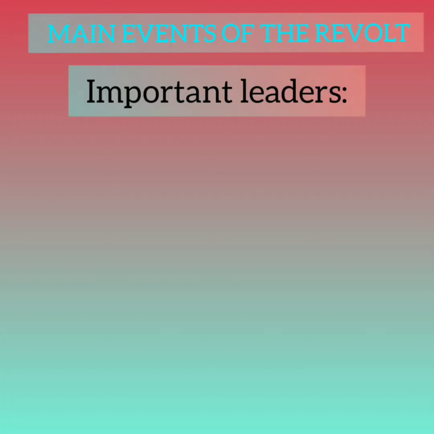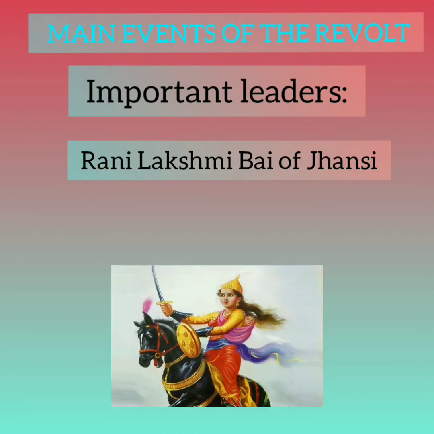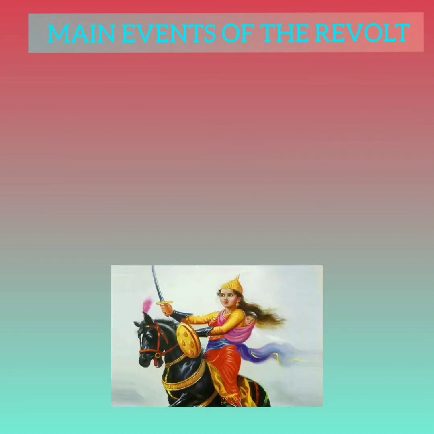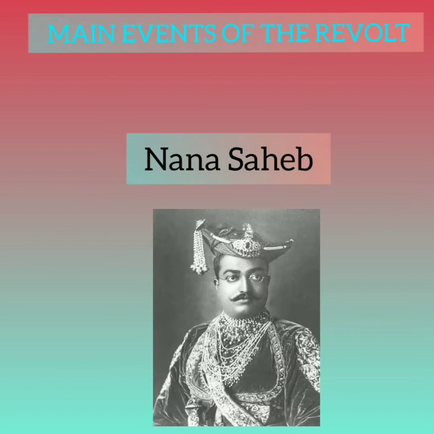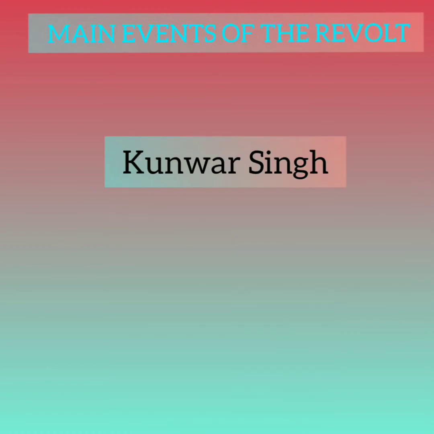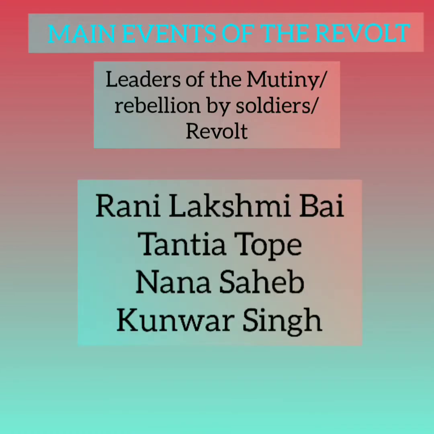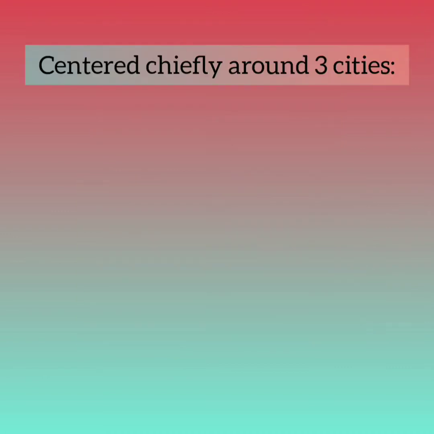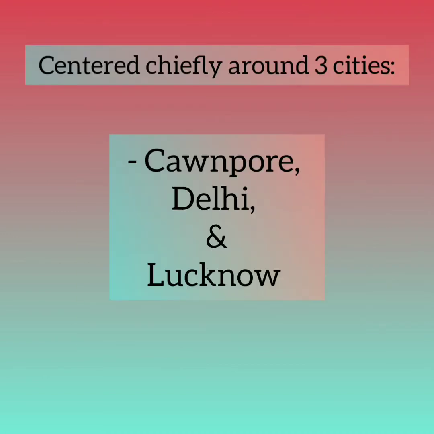In the main events of the revolt, there were important leaders, and they were Rani Lakshmi Bai of Jhansi, Tantia Tope, Nana Saheb, and Kunwar Singh. They were the leaders of the mutiny. Mutiny means revolt. This revolt centered chiefly among three cities, that is Cawnpore, Delhi and Lucknow.